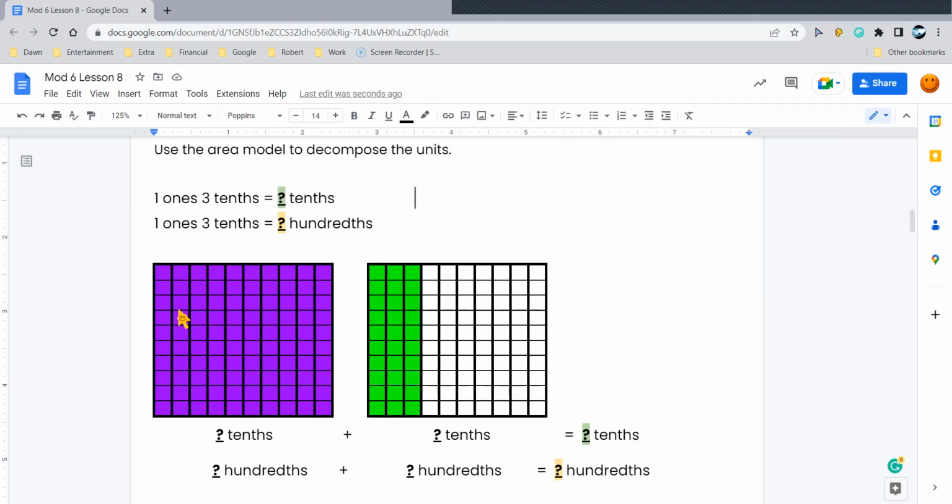Okay, so how many tenths are in this one? And remember, I'm counting the columns. So 1, 2, 3, 4, 5, 6, 7, 8, 9, 10. It's all the way covered, which is 10. And now I count this one. Remember, I'm just counting the columns. 1, 2, 3. This one is 3. Then I add 10 plus 3 is 13. So right up here, I'm going to write 13 tenths.